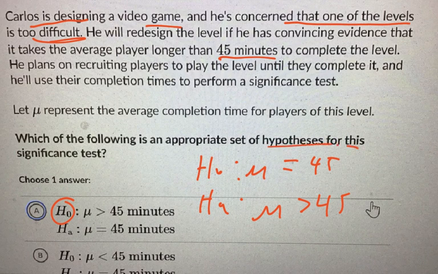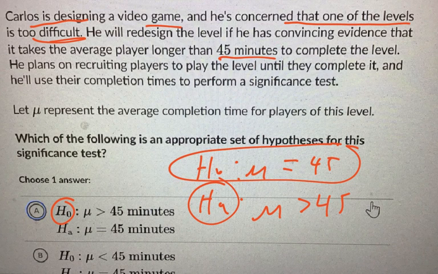So I just want to remind guys, remember, the initial hypothesis is always equal to, usually, of some sort, right? We assume everything is the same, everything is equal. It's the alternative we're trying to indirectly prove. In our case, Carlos is suspecting greater than. So that will be our alternative hypothesis.